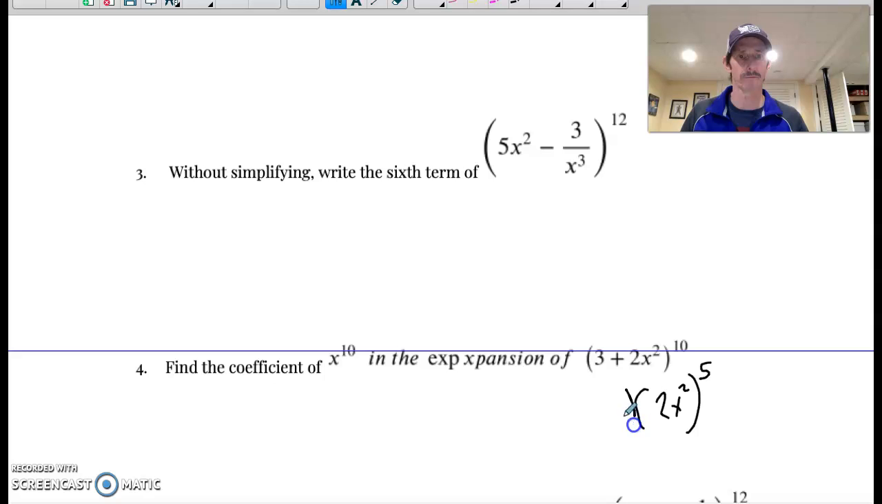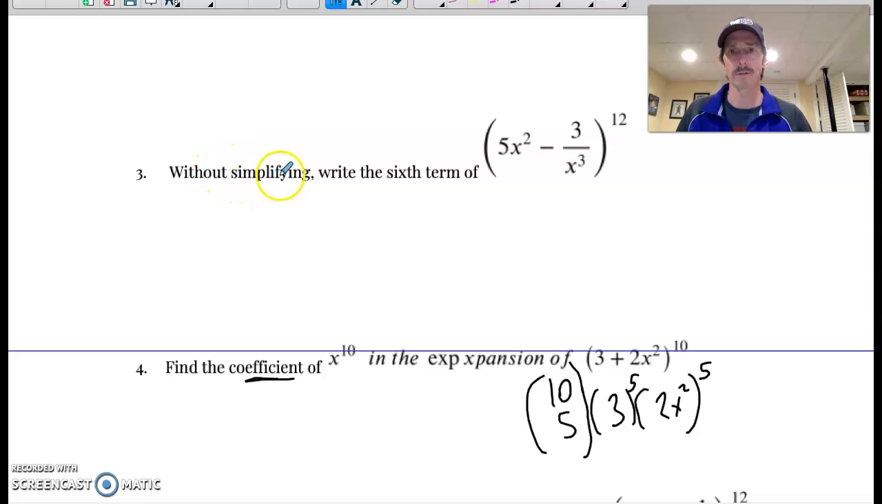And so the front of this, the 3, would have to have a power that would add up to 10. So this would also have to have a 5. And then you kind of build, there's your 10. Whatever this is, your choose. And again, it just wants the coefficient. So you're going to have to apply 2 to the 5th, 3 to the 5th, and multiply that by 10 choose 5. So that's a lot going on.